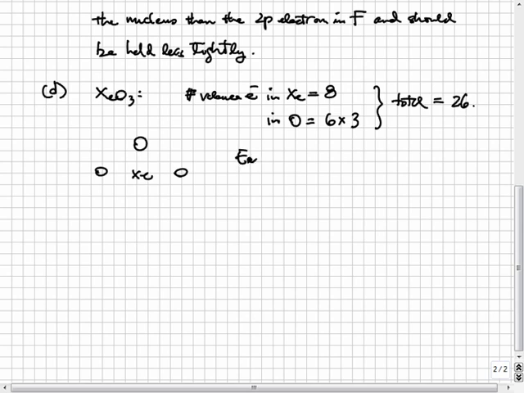In the Lewis structure, each O on the outside must have 8 electrons around it. This requires 24 electrons. 26 minus 24 is 2, and these must be the number of lone pair electrons on the Xe. Therefore, there is one lone pair on the xenon.